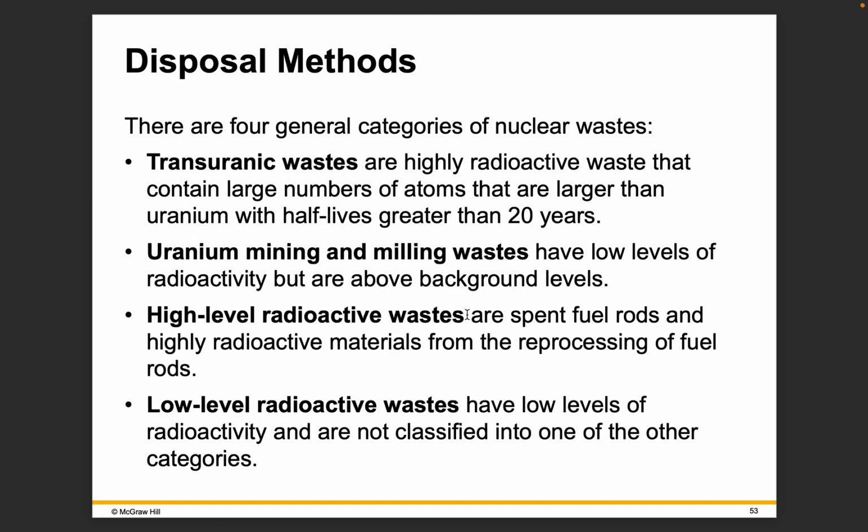There are 4 general categories of nuclear waste. Transuranic wastes are highly radioactive wastes, contain a large number of atoms that are larger than uranium, with half-lives greater than 20 years. Uranium mining and milling wastes have low levels of radioactivity, but are above background levels. High-level radioactive wastes are spent fuel rods and highly radioactive materials from the reprocessing of fuel rods. Low-level radioactive wastes have low levels of radioactivity and are not classified into one of the other categories.